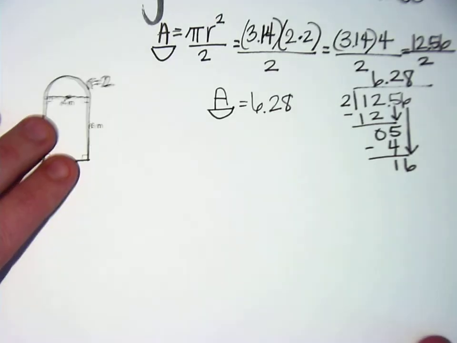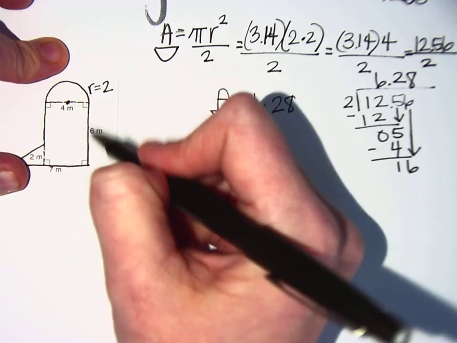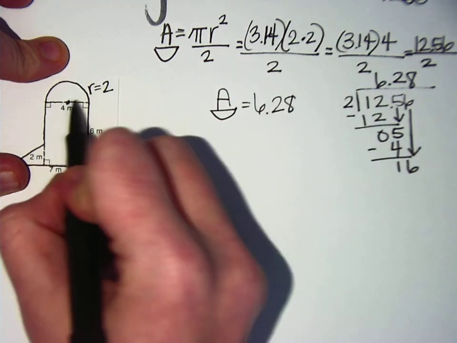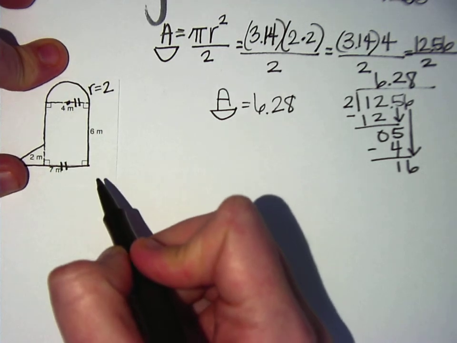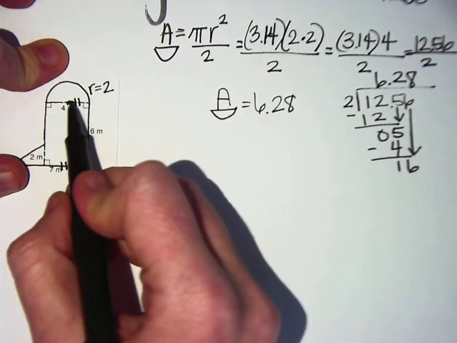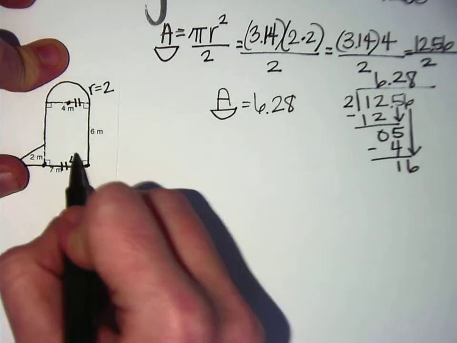Now let's look at the area of our rectangle. This is our rectangle right here, and it tells us that this side is 4. If you remember what we know from our shape facts, opposite sides are equal. So since this is 4, from here to right here must also be 4.